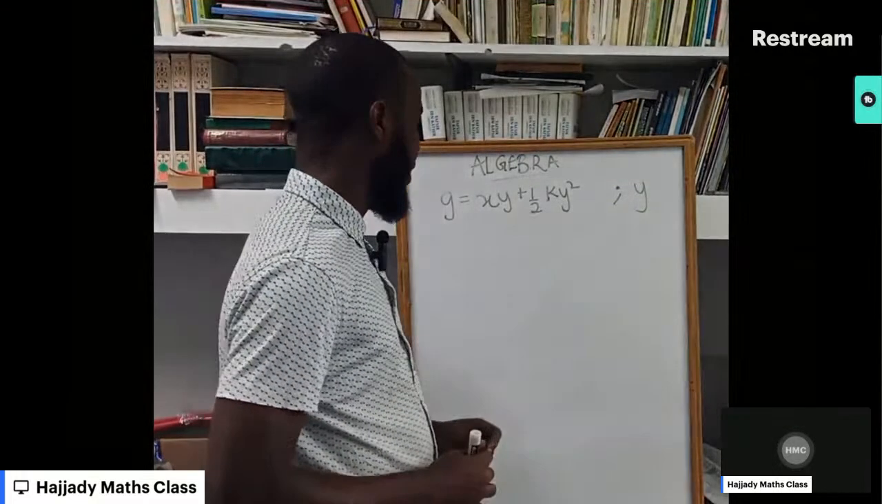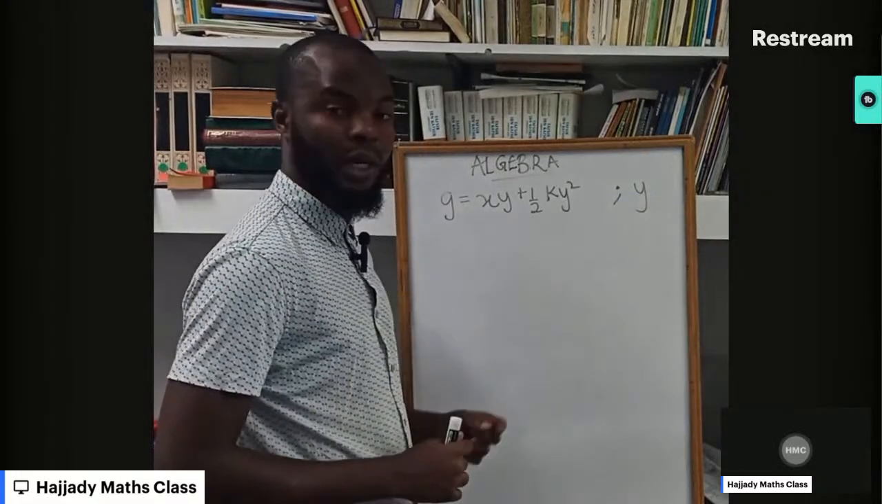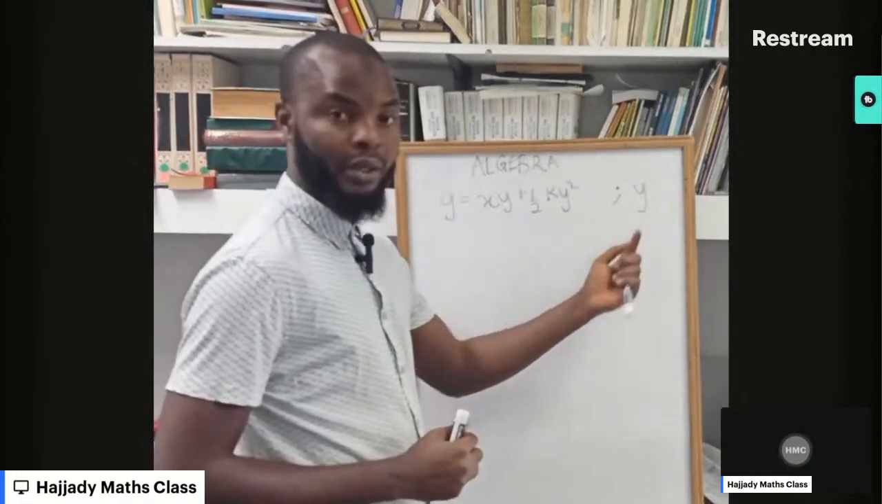Today we want to do algebra. Here we have g equals xy plus half ky squared. We want to make y the subject of the formula.